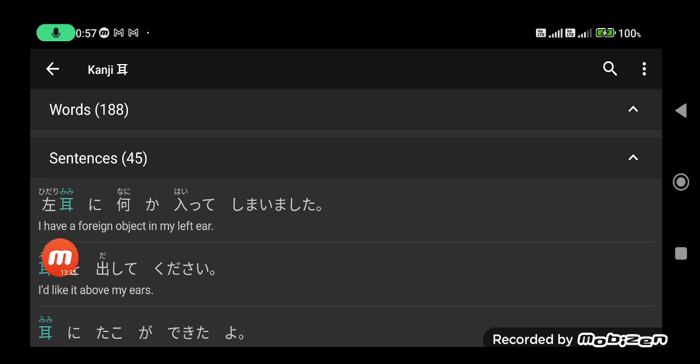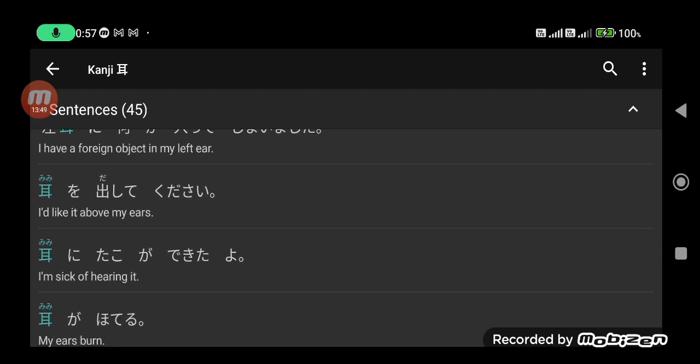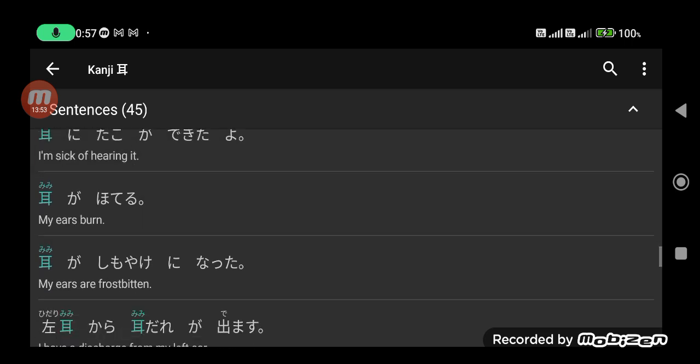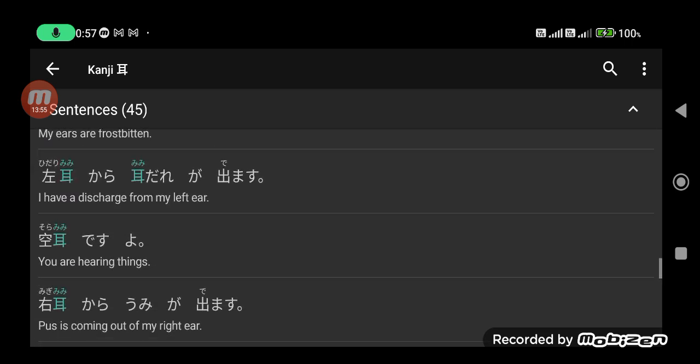Another sentence: I have a foreign object in my ear. I have a foreign object in my left ear. Hidari mimi ni nani ka haitte shimaimashita. Okay. Hidari mimi ni nani ka haitte shimaimashita. I have a foreign object in my ear. Okay. So for other sentences, minasan, please just screenshot those so that we can save time.